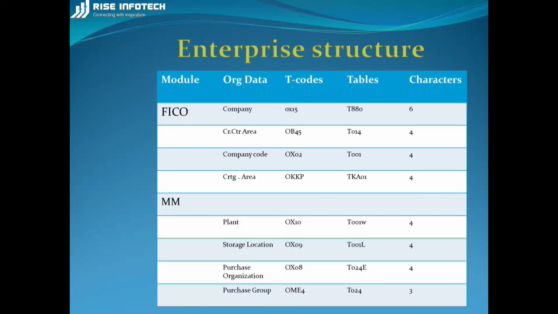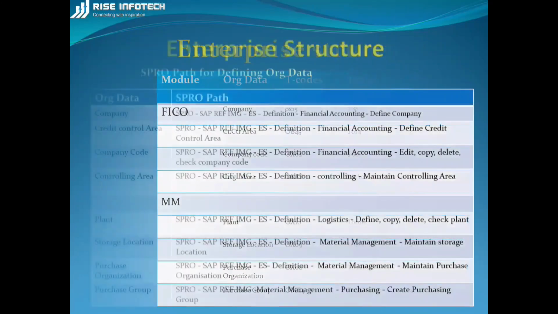Purchase organization. Purchase organization is responsible for procurement of materials and services, where purchase activities happen. For creation of a purchase organization, the T-code is OX08. The table for purchase organization is T024E, and it has 4 characters. Purchase group, where purchasing activities will happen. For purchase group, the T-code is OME4, the table for that is T024, and it has 3 characters.